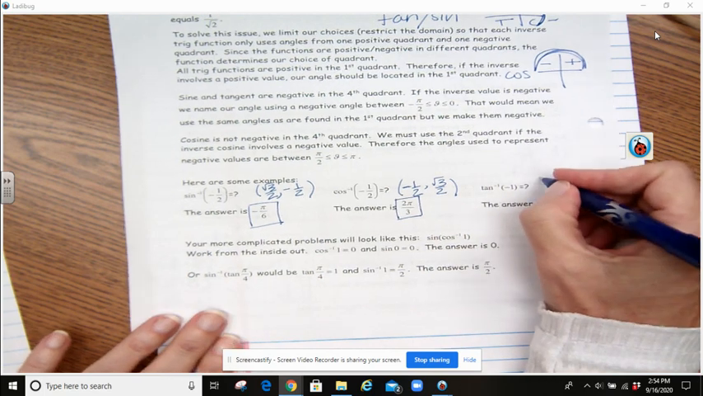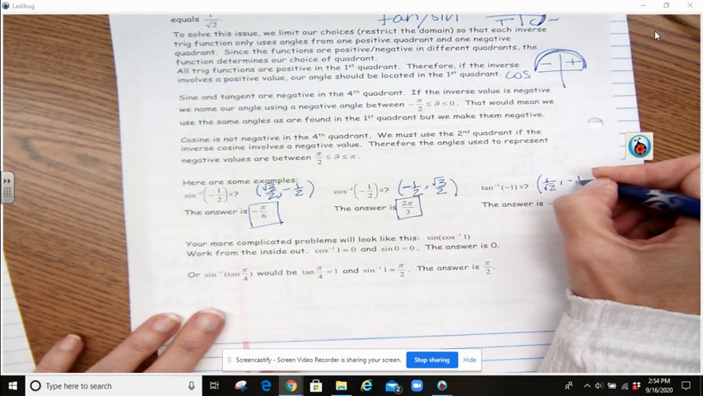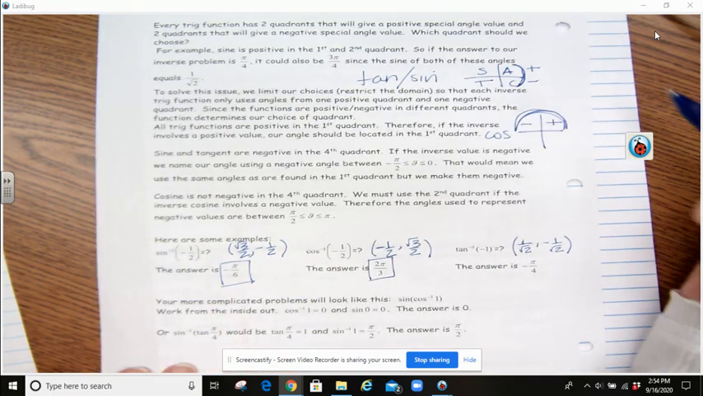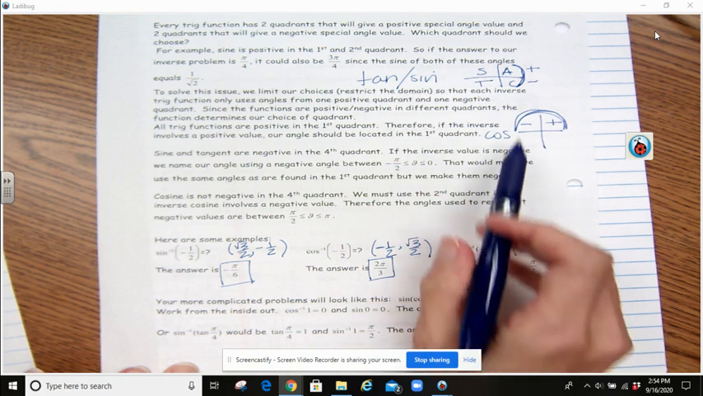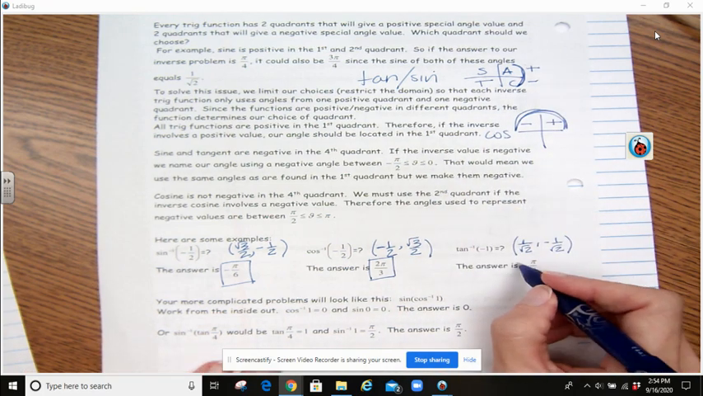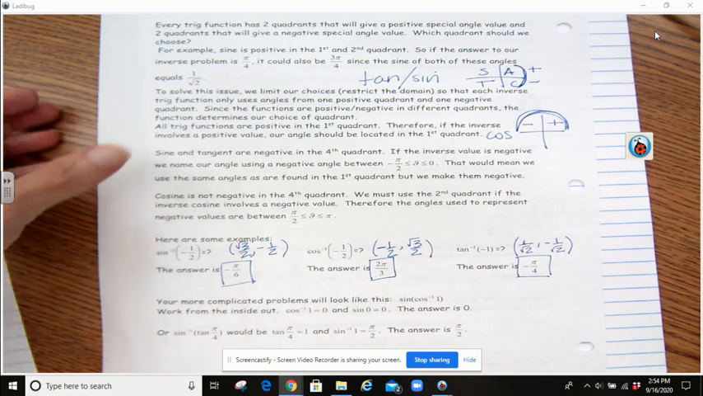So it would have to be 1/√2 and -1/√2, because tangent's only in the first or the fourth quadrant, and if the value's negative, it has to be in the fourth quadrant, and that is not going to be 7 pi/4. We're going to use -pi/4. Can't use 7 pi/4 because we're not allowed into the second and the third quadrants, and we would need to rotate through there for 7 pi/4.